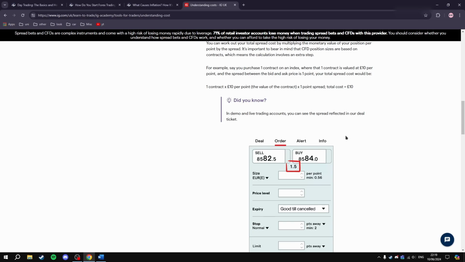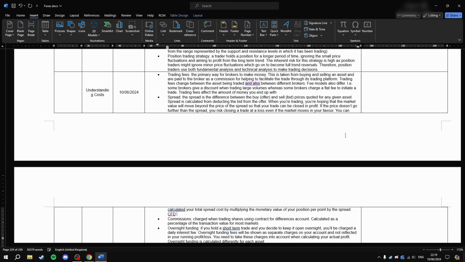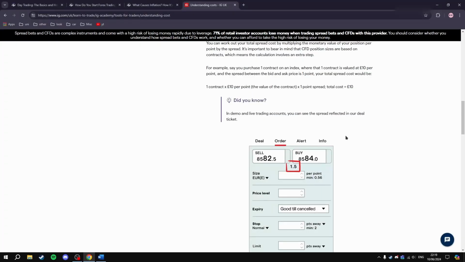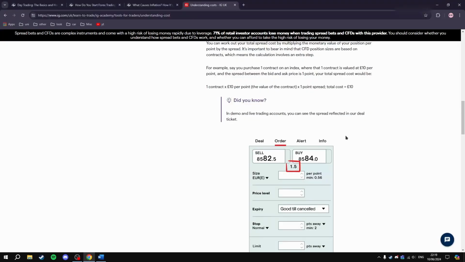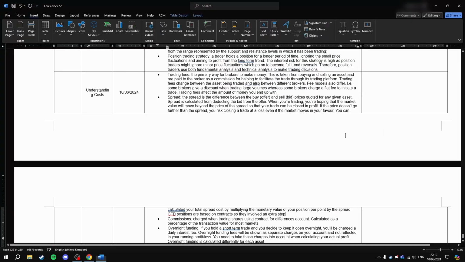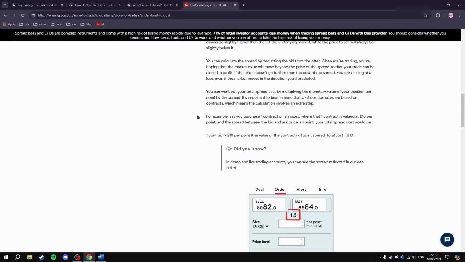It's important to bear in mind that CFD position sizes are based on contracts, which means the calculation involves an extra step, which might be the number of contracts. So yeah, I think that's all I have to add for the spreads.